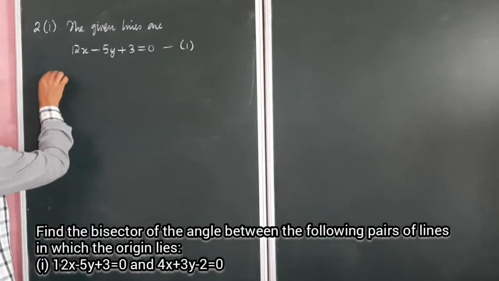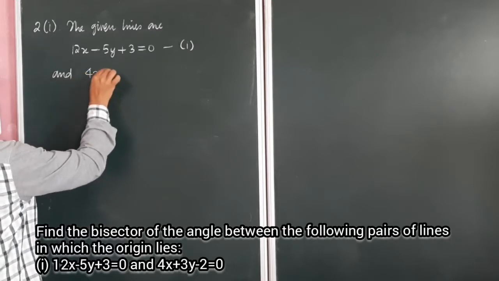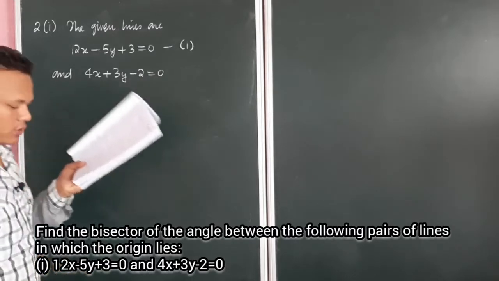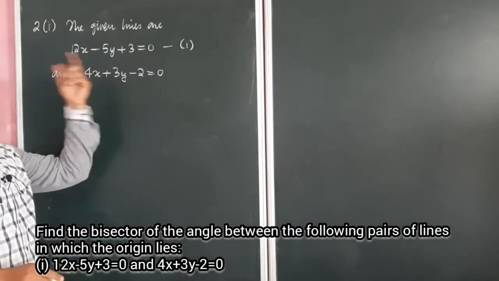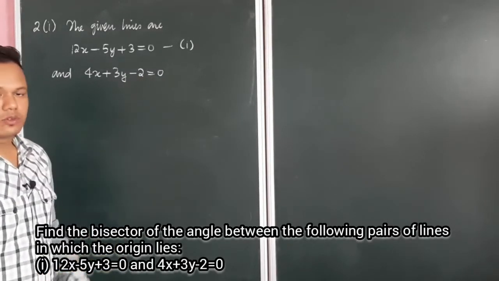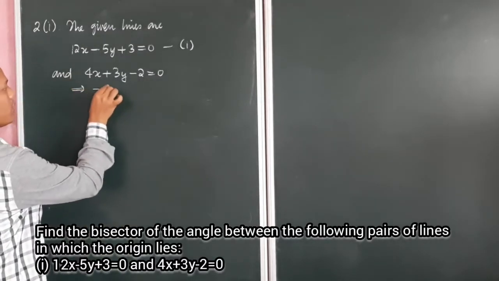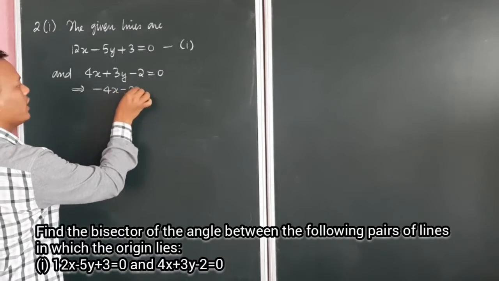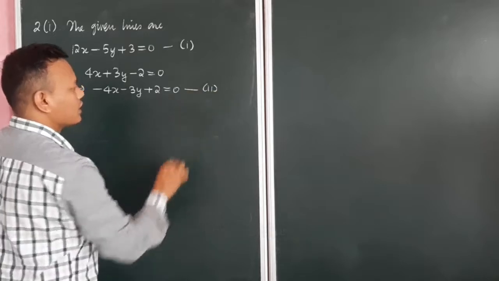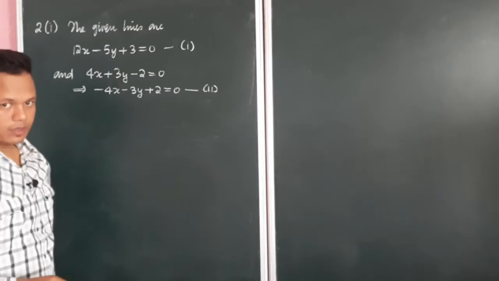Okay, and what is the other line? The other line given to us is 4x plus 3y minus 2 equals 0, right? Let us see what the constant term is here. c is minus 2, but we have to make it positive. So let's multiply this by minus 1. Then I'll get minus 4x minus 3y plus 2 equals 0, right? Let me call this equation 2. Let me repeat once again, both c1 and c2 must be positive in this case.